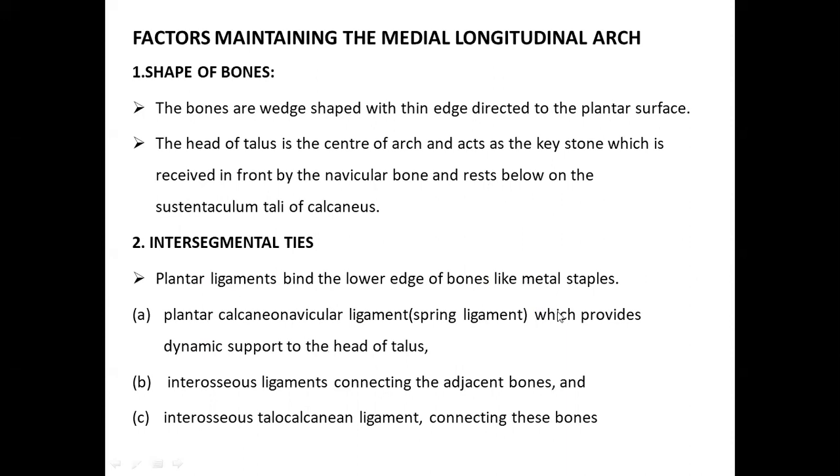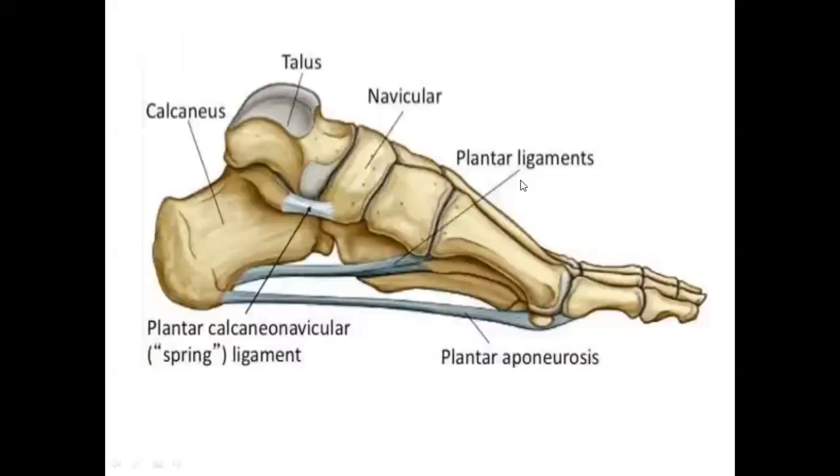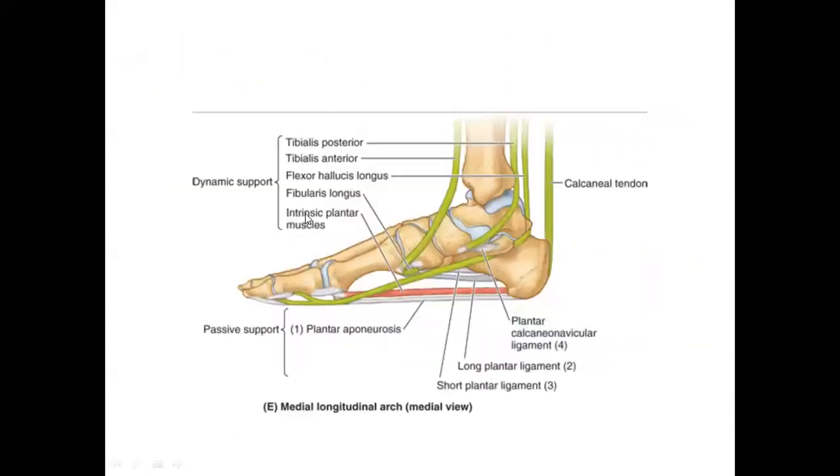Then we have interosseous ligaments that connect the adjacent bones, and interosseous talocalcaneal ligaments that connect these different bones. So the main important ligament that joins here is the spring ligament, or the plantar calcaneonavicular ligament. Why is it important? Because it supports the head of the talus, which is the keystone of this arch. Here you can see another diagram.